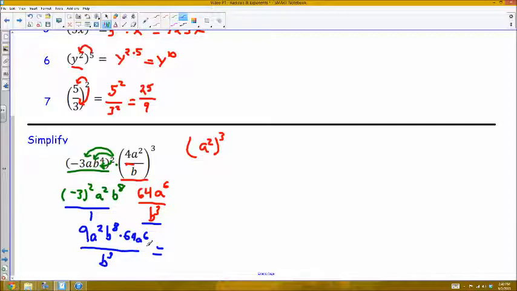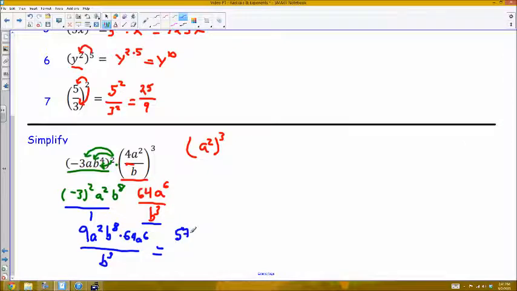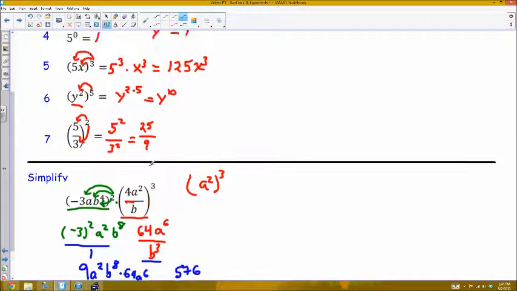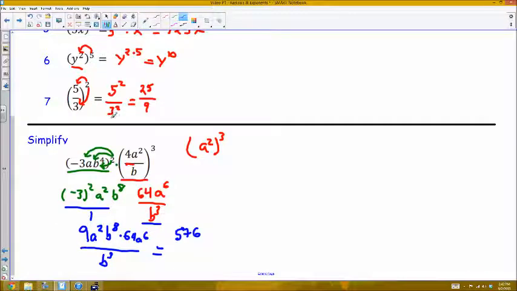First, I'm going to have to do 9 times 64. Using my handy-dandy calculator, I can take that out, make sure it's on, clear whatever's in there, and I'm going to do 9 times 64, so 9 times 64 is 576, so 576. Then I have an a squared here, and I have an a to the 6th here. So using my property 1, whenever I have two things of the same base multiplied together, I can add their exponents. So looking here, a squared times a to the 6th will give me a to the 8th. Oops, let me undo that. So that's a to the 8th.